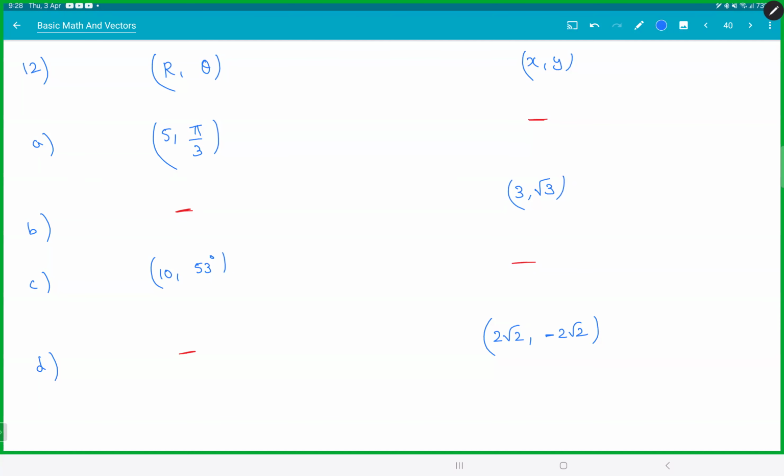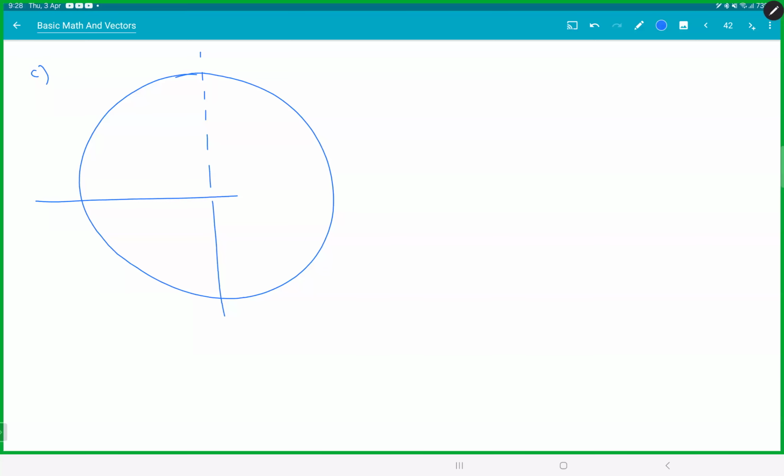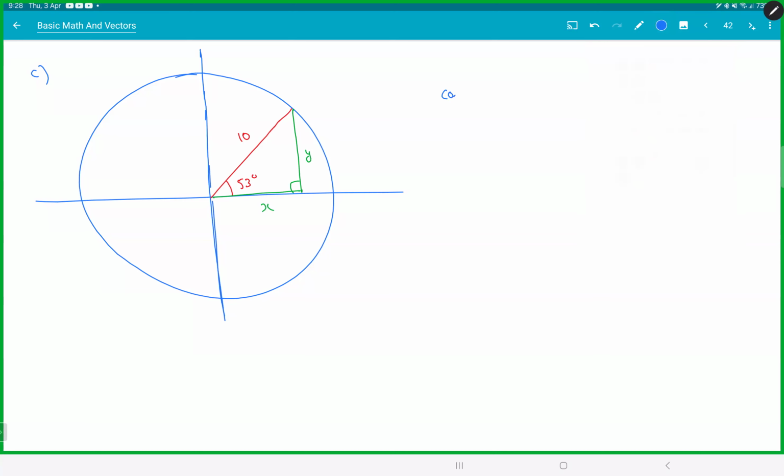So 10, 53. How does that look? We have a circle. We took a circle of radius 10. The angle is 53 degrees. Same story. Drop a perpendicular, that is y. Drop this, this is x.